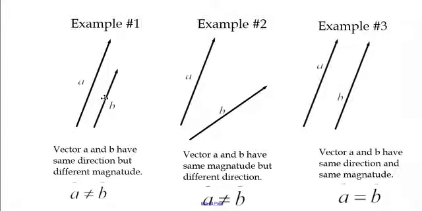If we look at example 2, those are also not equal because they both have the same magnitude, they're the same length, but they're going different directions. The only example that has equal vectors, where vector A is equal to vector B, is example 3, because they're going the same direction and they have the same magnitude, they have the same length.